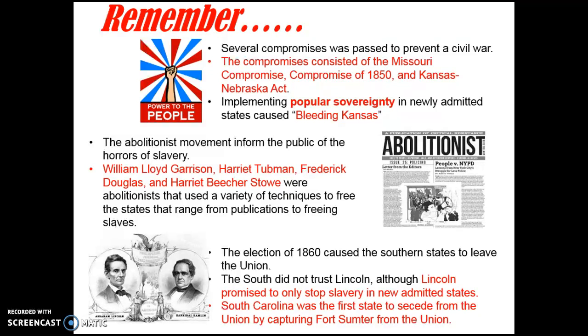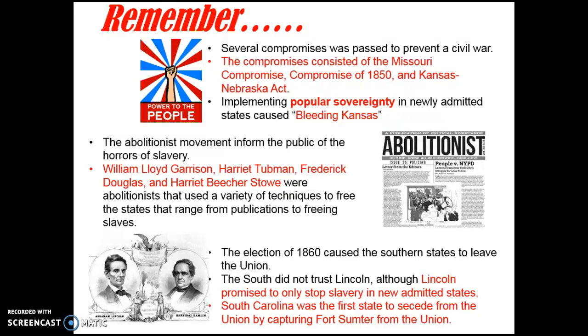The abolitionist movement informed the public of the horrors of slavery, and we learned about William Lloyd Garrison, Harriet Tubman, Frederick Douglass, and Harriet Beecher Stowe. They were abolitionists who used a variety of techniques to free the slaves, that ranged from publications to actually freeing slaves themselves.